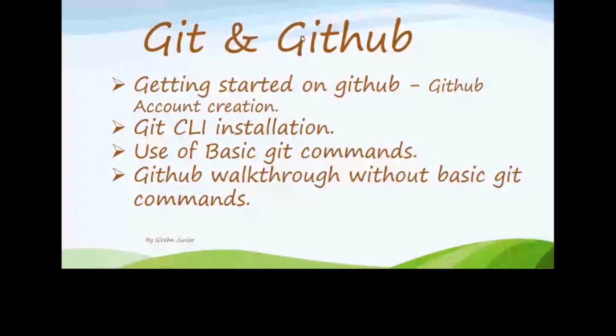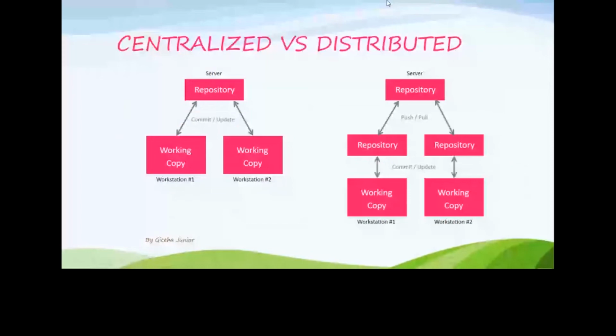The other thing he had was centralized versus distributed version control systems. There we have the repository and the working copy, like working station 1 and working station 2. In the other part, we had a repo with other repositories being pushed and pull requests to the main branch. And then we had 2 working copies, which were working station 1 and working station 2. I'm not sure what he had planned for the practical session, but we'll get back to him.